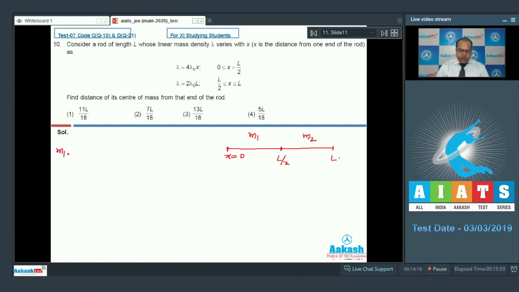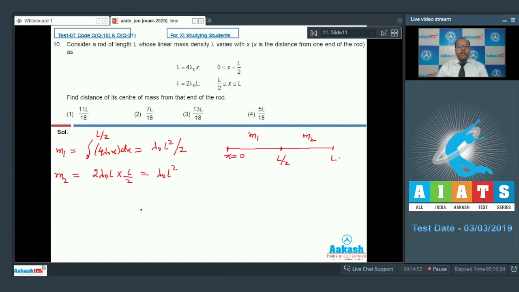So we can find out the value of m1. So that is equal to 4 lambda naught x into dx, as x varies from 0 to L by 2. So if I solve this, it comes out to be lambda naught L square divided by 2. Similarly, if I calculate m2, so the linear mass density is 2 lambda naught L into L by 2. So this comes out to be lambda naught L square.